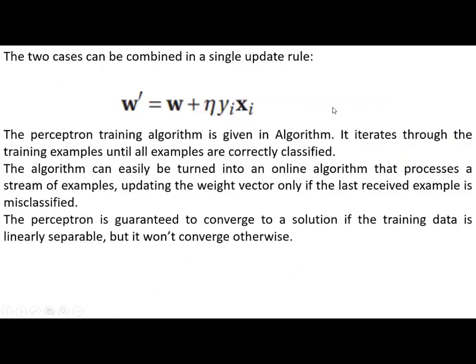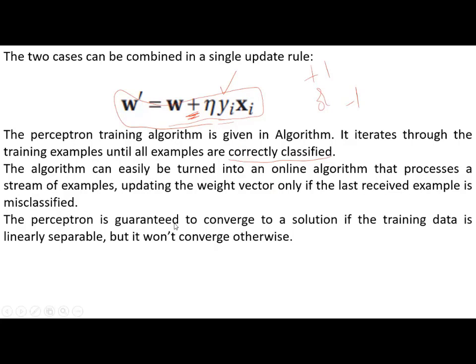Right, now the two cases can be combined into one. W' is equal to W plus η y xi. Y is +1 or -1. With +1, this automatically becomes plus; with -1, this automatically becomes minus. This perceptron training algorithm is given in the algorithm. It iterates over training examples until all examples are correctly classified. The algorithm can easily be turned into an online algorithm that processes a stream of examples.